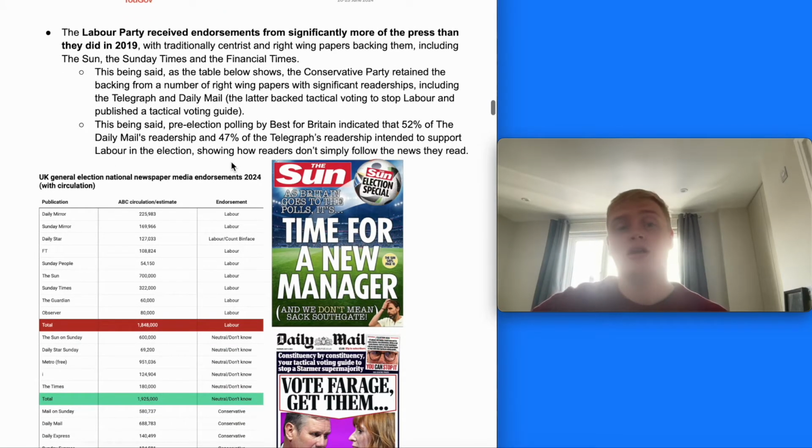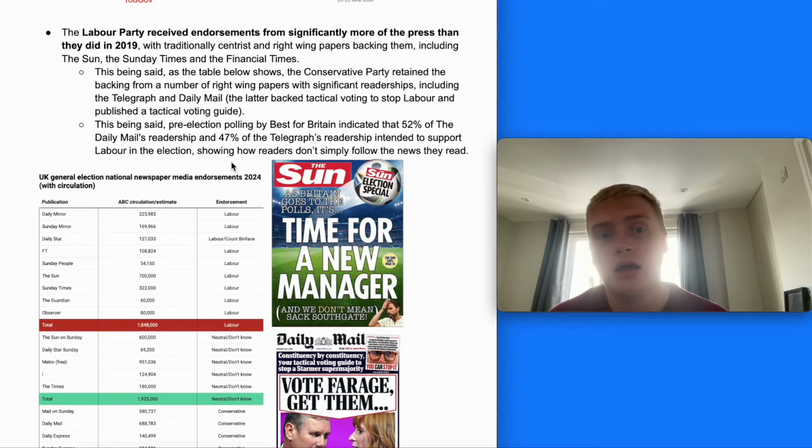Another thing to look at when we're looking at the media in the 2024 election, the Labour Party received endorsements from significantly more of the press than they did in 2019, with traditionally centrist and right-wing papers backing them, including The Sun, Sunday Times and Financial Times. This being said, as the table below shows, the Tory party retained the backing of a number of right-wing newspapers with significant readerships, including The Telegraph and Daily Mail.